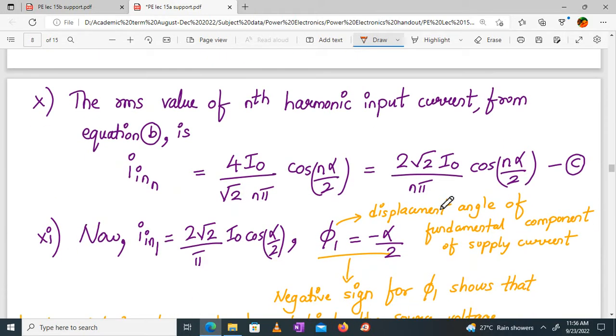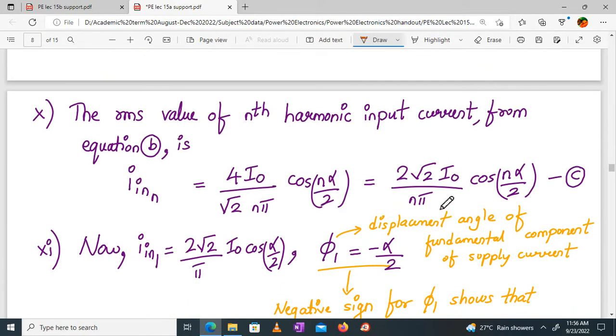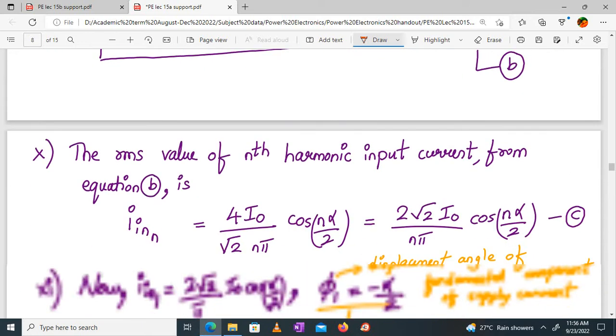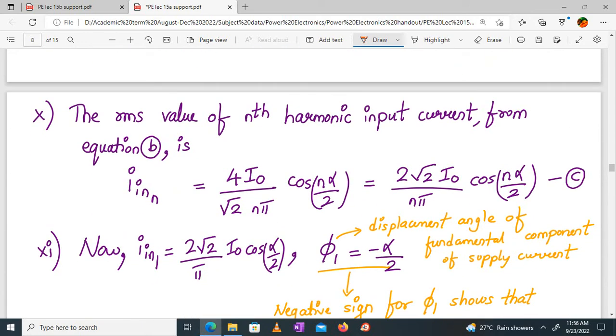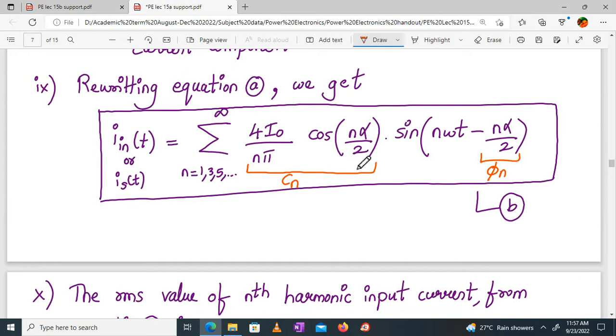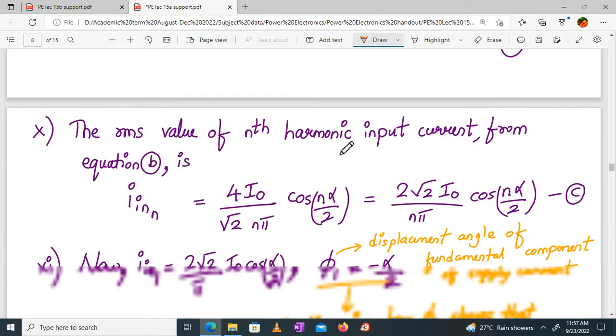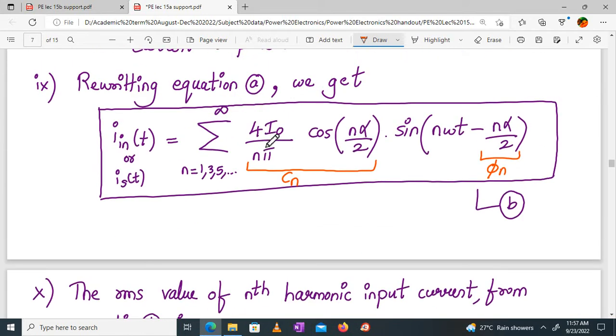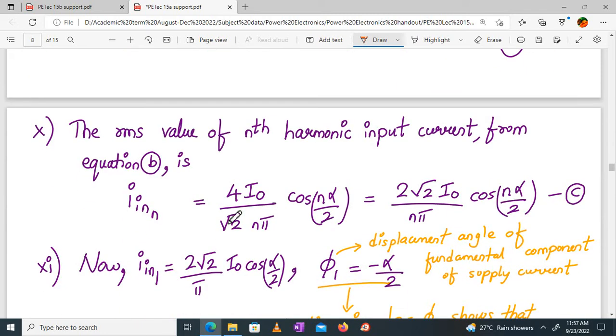Now write down the RMS value of the nth harmonic input current. What is the RMS value? When a peak value is given, how do you determine RMS? Peak divided by root 2. So what is this? This is as good as Cn, right? This is, maybe we can call it, the peak value of current. So this divided by root 2. Entirely you have to write this only, divided by root 2.